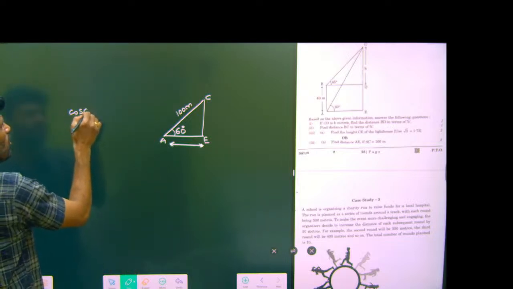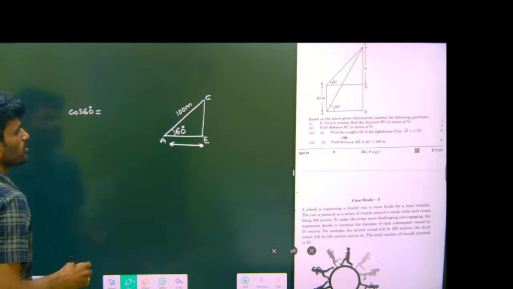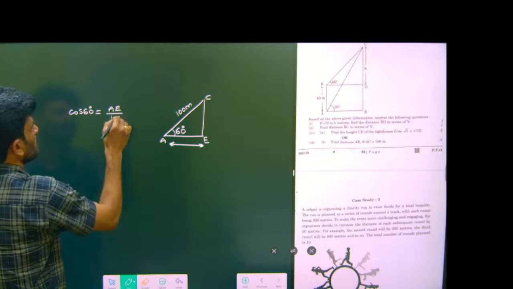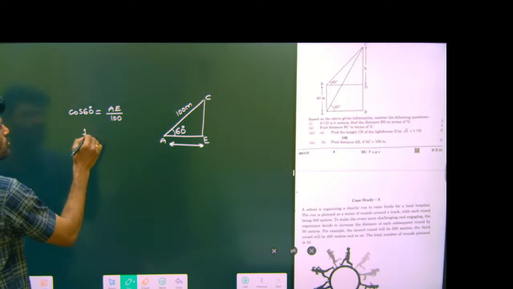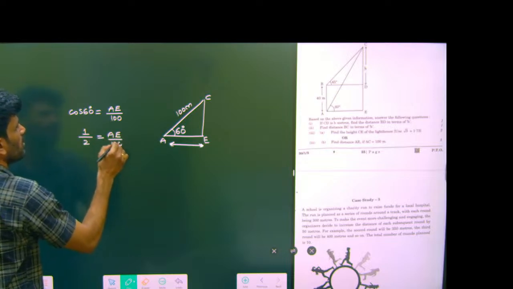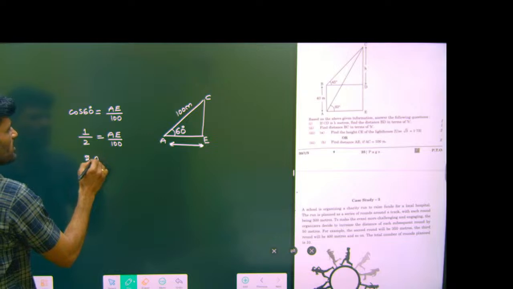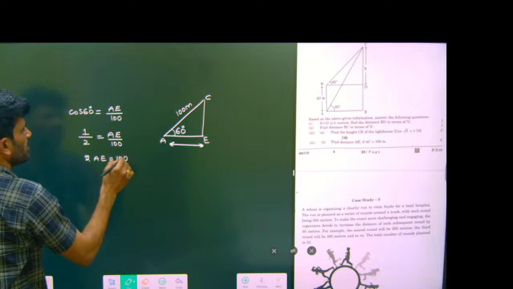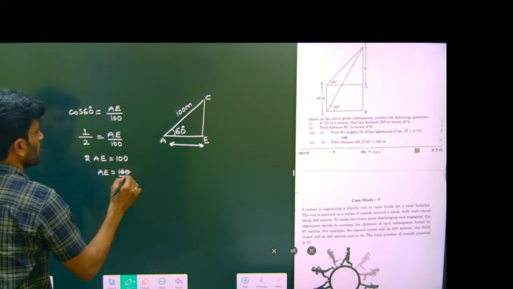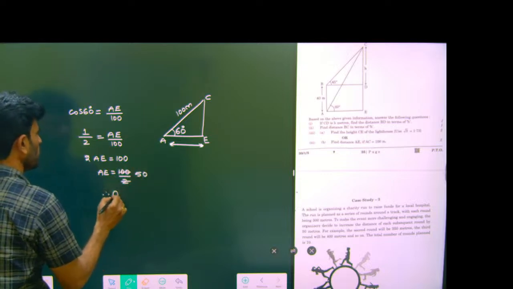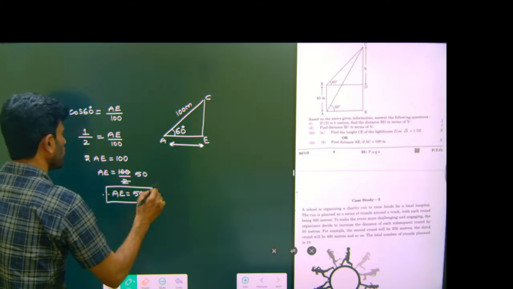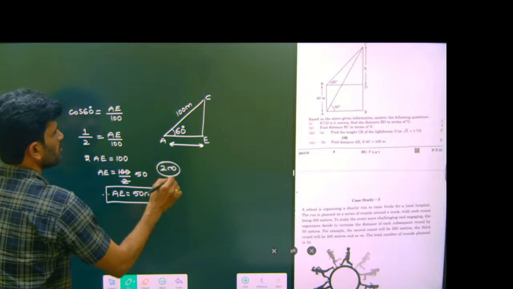Cos. Cos 60 degrees is equal to AE by 100. Then cos 60 degrees is 1 by 2. So 1 by 2 is equal to AE by 100. Then do cross multiplication. 2 times AE is equal to 100. Then AE is equal to 100 by 2, 50. So therefore AE is equal to 50 meters. If you get at least this one, either that one or this one, you will have 2 marks for it.